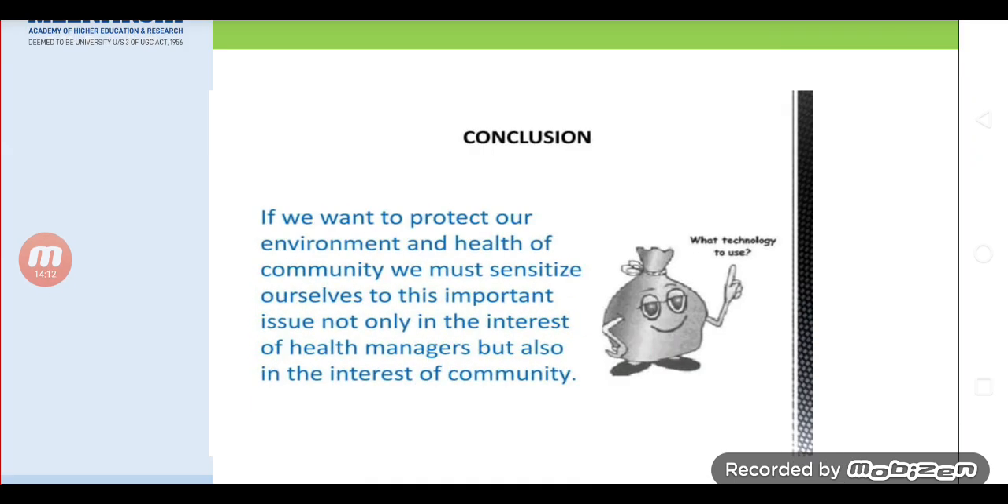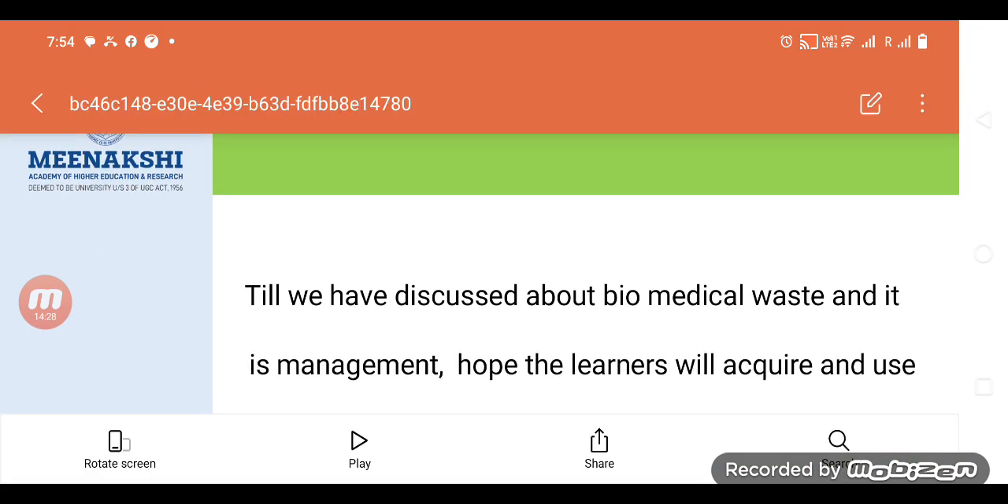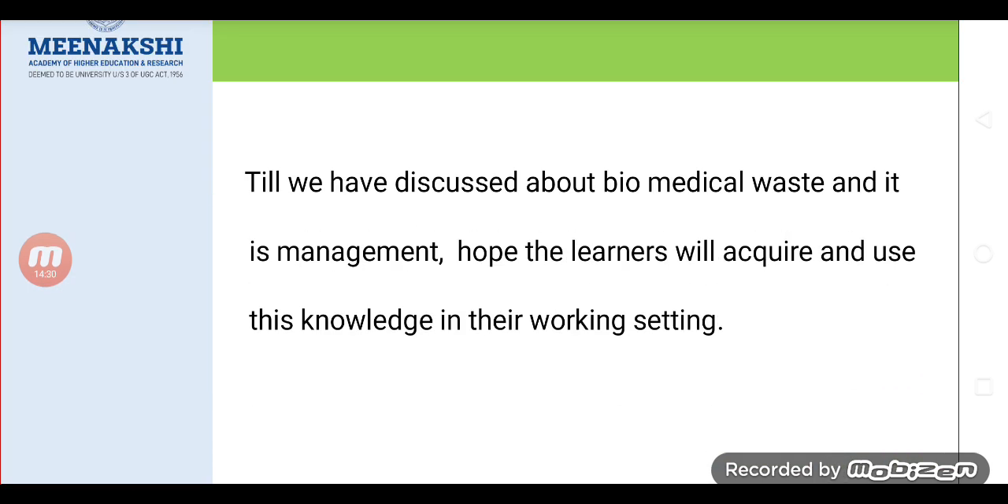Coming to the conclusion, if we want to protect our environment and health of community, we must sensitize ourselves to this important issue, not only in the interest of health members but also in the interest of community. So till now we discussed what is biomedical waste, the classification, what are the steps which we follow in biomedical waste management, and how it is segregated. I hope the learners will acquire and use this knowledge in the working setting.